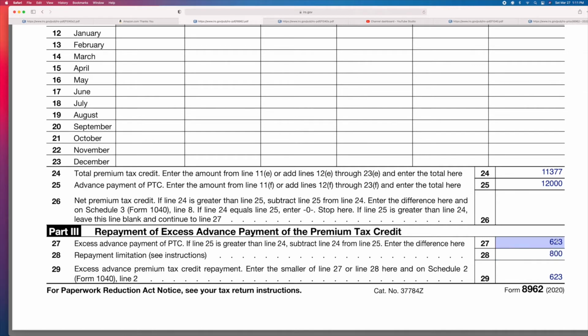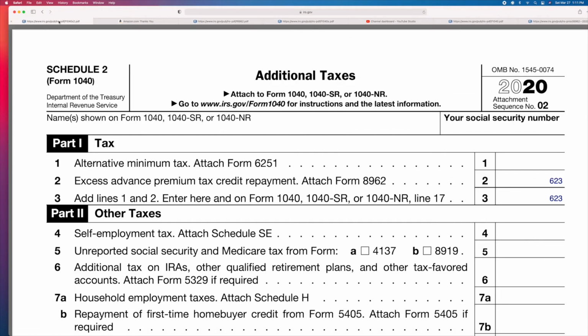Now what you do is you take the smaller number. Now imagine if you had been at 199, it would be only $325 you'd have to pay back. But the smaller number is 623, so you put 623 on line 29. And that's what you're going to have to pay back. Now you're going to have to do a Schedule 2, and that's additional taxes. On Schedule 2, which is part of Form 1040 because you have to pay more tax, you're going to go to Part 1, Line 2, excessive advance premium tax, and you're going to enter that number. You probably don't have anything else here, so when you add it all together, it's going to be $623.